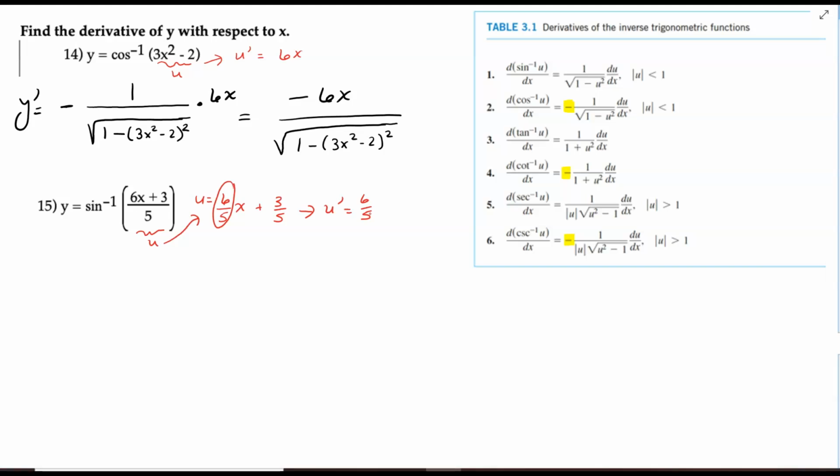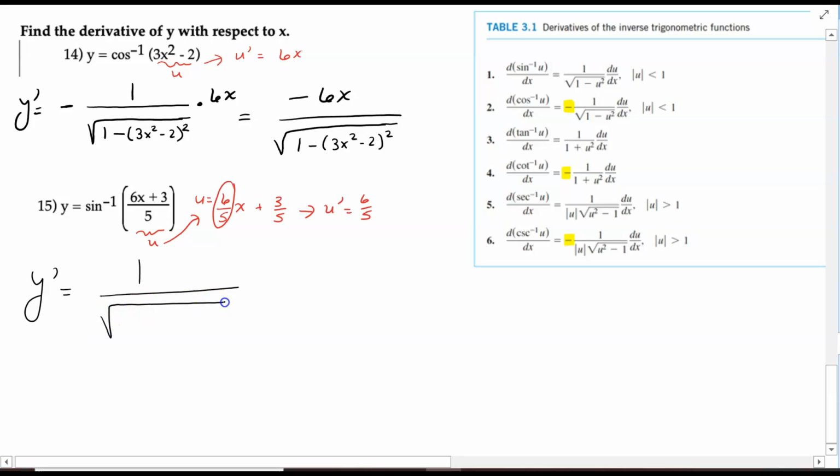Okay, so now we're ready to apply the rule for sine, which is to say that we take for y prime 1 over the square root of 1 minus u squared. So 1 over the square root of 1 minus, and then it's 6x plus 3 over 5, squared, times u prime, or du dx. U prime in this case we found was 6 over 5. And there's not much to do to clean it up. You can clean it up just a bit. So let's go ahead and try that out.